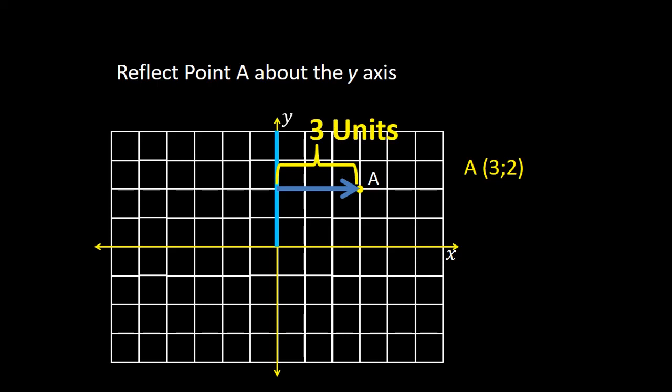Can you see that it is 3 units from my y-axis to my point A? So what we do is we take our middle part and extend it the other way by the same distance, which in this case is 3 units. That then is our A prime, and we've reflected that about our y-axis. Can you read off the location of A prime? Hopefully you can see that A prime is -3, 2.